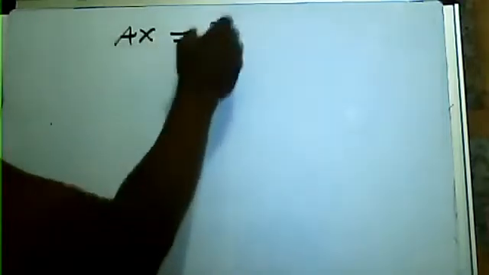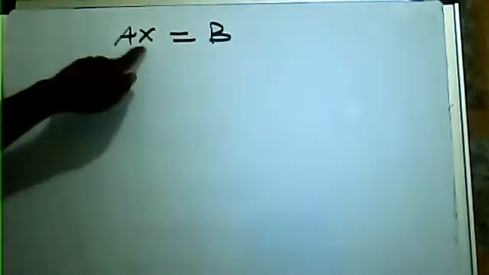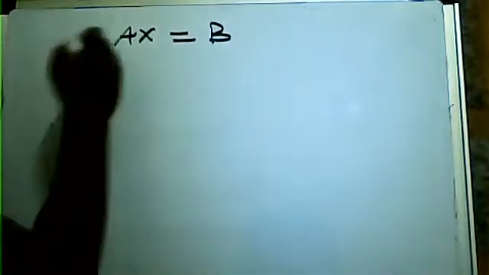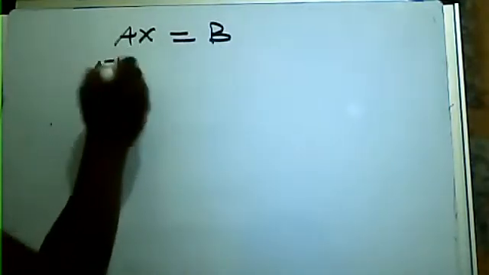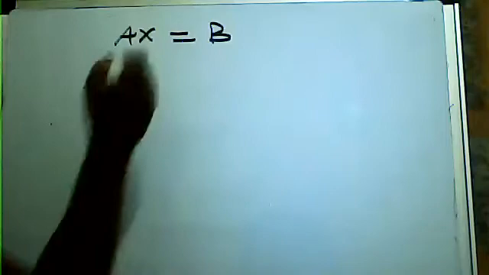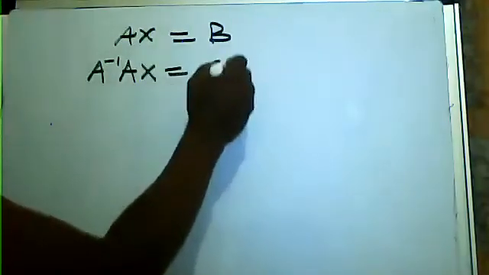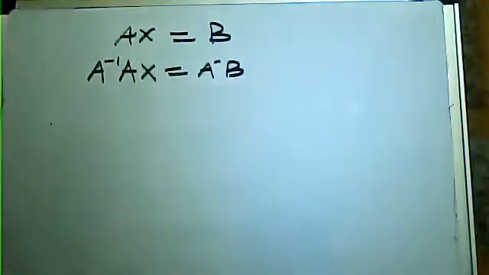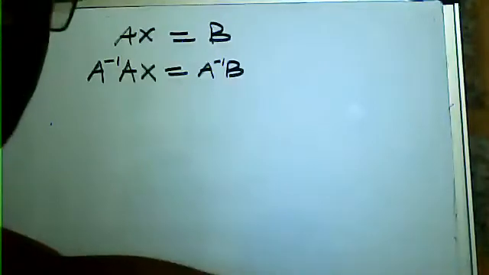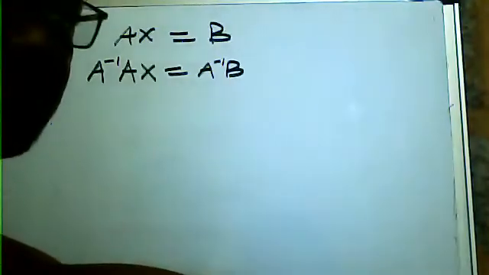So what we have said is that if I have an equation ax is equal to b, I want to find x. We are going to say a inverse multiplied by a, x will be equal to a inverse multiplied by b. That is what we do.